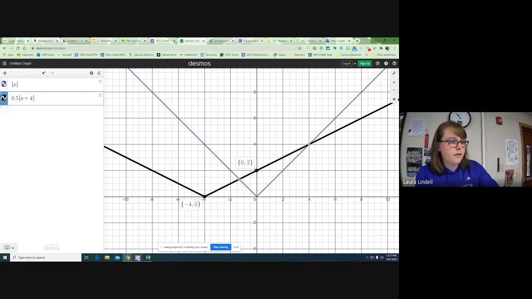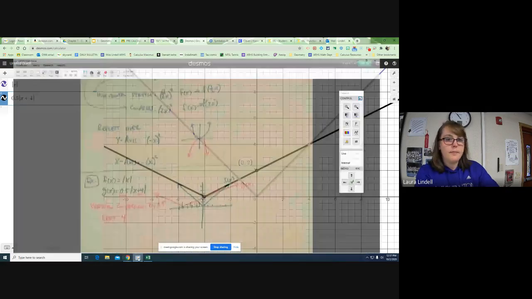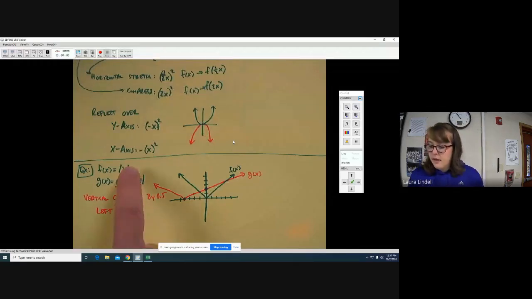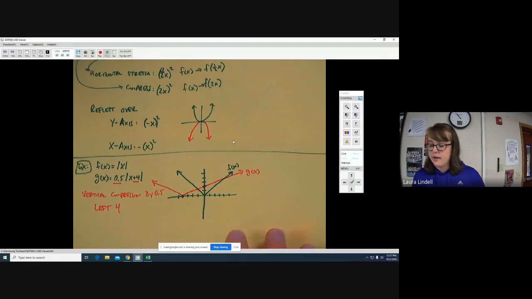Okay. So that's pretty much what we're going to be expected to be able to do here: go from a parent function to another function, describe what happened to it, and then graph it. And you can always graph using a graphing calculator, or you can graph it by hand, either way. But let's try another.